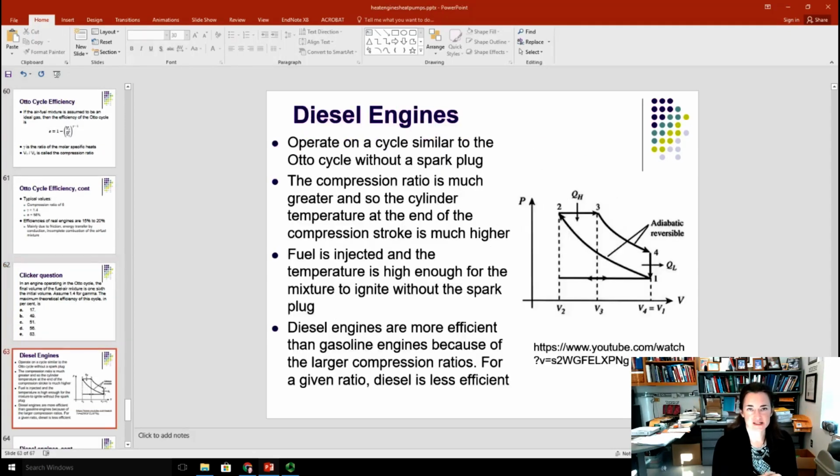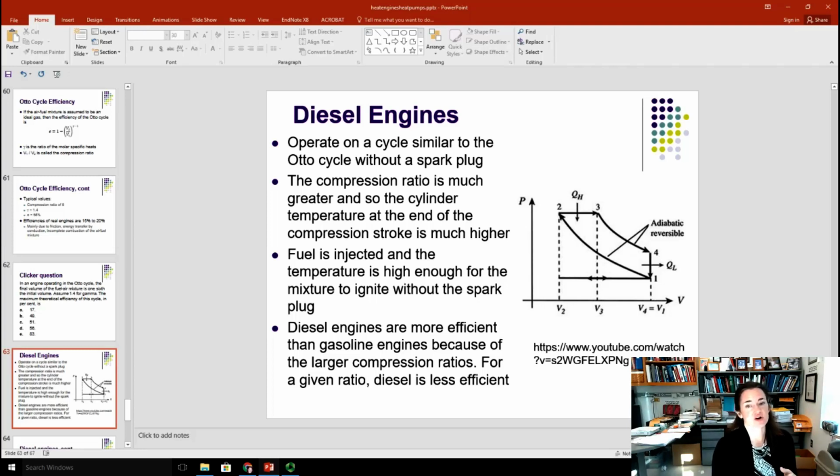Okay, another engine that I'd like to talk about is the diesel engine. These are very similar to Otto cycle engines, but they don't have spark plugs. They can get away with not having spark plugs because the compression ratios are much greater, and also the fuel that diesel engines use is slightly different. The compression ratio is greater, so the cylinder temperature at the end of the compression stroke is a lot higher. So when you inject the fuel, the temperature is already high enough that the mixture ignites spontaneously, just due to the temperature, without that spark plug.